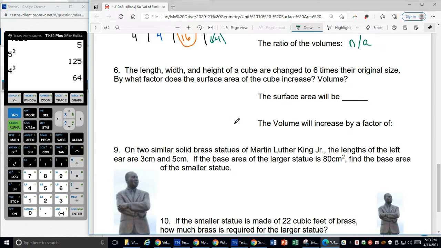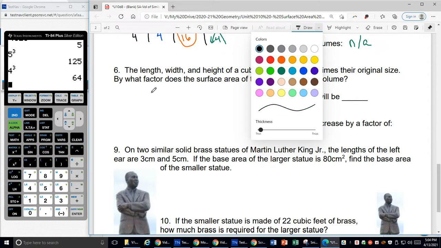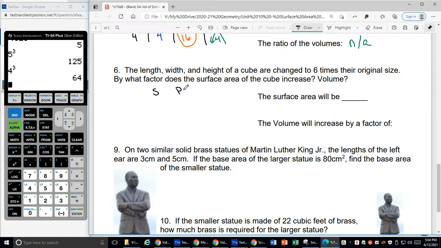All right, so number 6, the length, width, and height of a cube are changed to 6 times their original size. By what scale factor does the surface area of the cube increase and then the volume? Okay, so I am going to still make a SPOV table. It says my length, width, and height of a cube, so it is 3-dimensional. I will be able to do volume this time. Okay, are changed to 6 times their original size. By what factor does the surface area of the cube increase and then the volume increase?